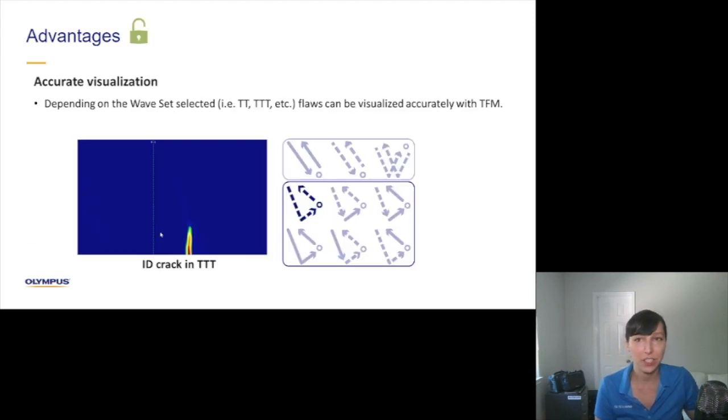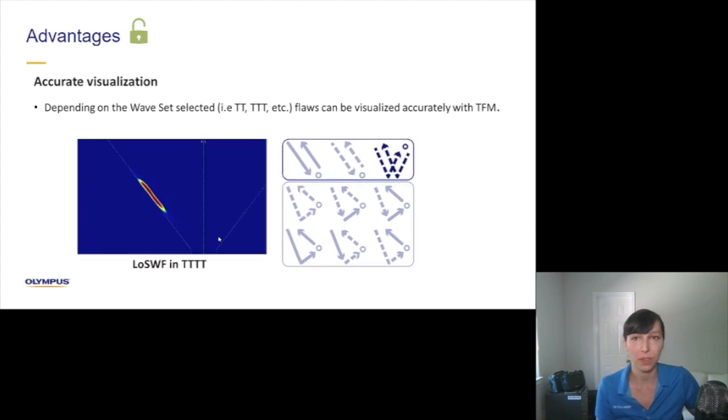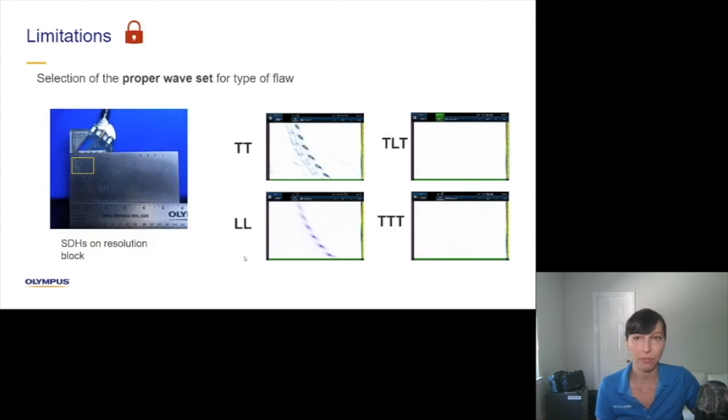So again, the advantage certainly is on the accurate visualization for a given flaw. Here again, showing the ID crack using 3T. And here, a lack of sidewall fusion using a different mode called 4T. So capable of imaging very well, sitting on the weld bevel, that lack of sidewall fusion. But a limitation is also part of its strength.